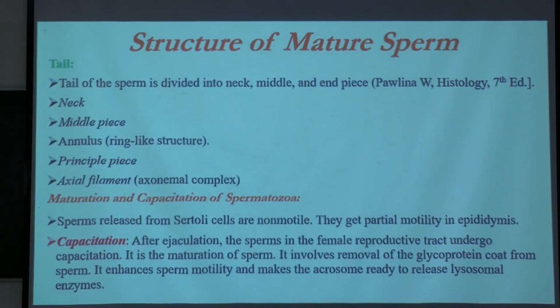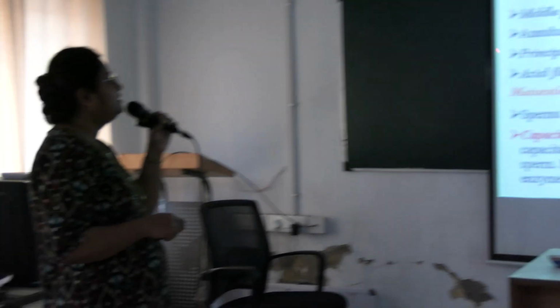Next we go to the tail. After the head, mainly it has 2 parts. All those parts, neck, middle piece, are included within the tail. Okay. So the tail of the sperm is divided into neck, middle piece and end piece. Okay. Neck, middle piece, annulus. Annulus is a ring-like structure. There is a principal piece and axial filament, the axonemal complex, that forms the end part of the tail.